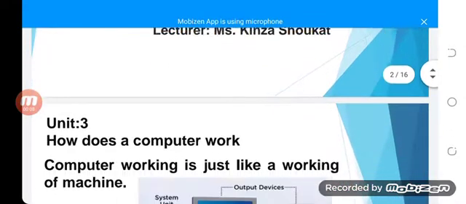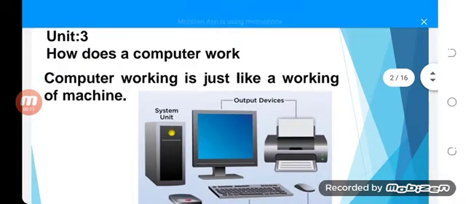As you know, we are going to start our unit 3, that is about how does a computer work. So first of all, what is the meaning of how does a computer work? Basically, a computer's working is just like the working of a machine. We have to put some input in the computer, and then the computer processes that information or instruction, and after processing, the final product or output comes in front of the monitor screen.